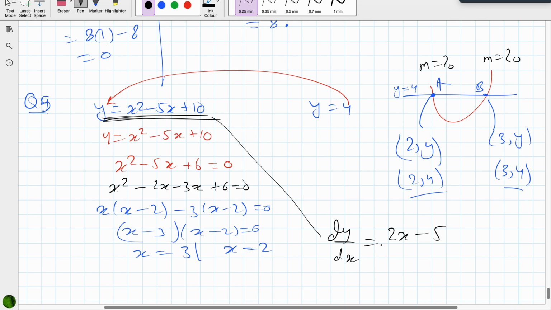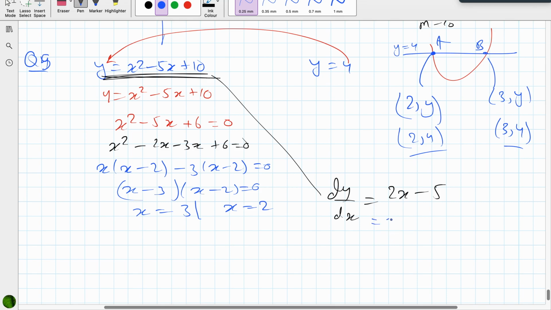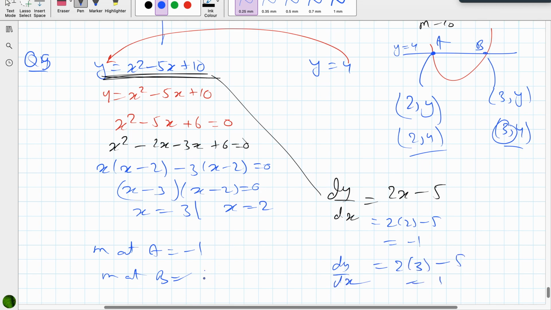2x minus 5, and you see we do not need y for this. So x is 2 and 3. So 2 into 2 minus 5 is minus 1. So I can say the gradient at A is equal to minus 1 and the gradient at B is, at B it is 3. So dy by dx, when x is 3, 6 minus 5 is 1. Minus 1 and 1.